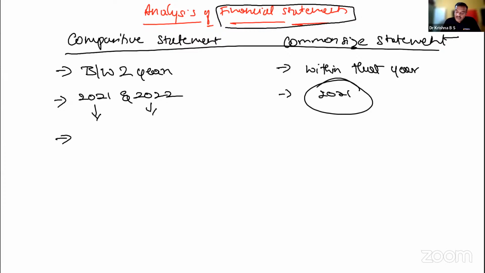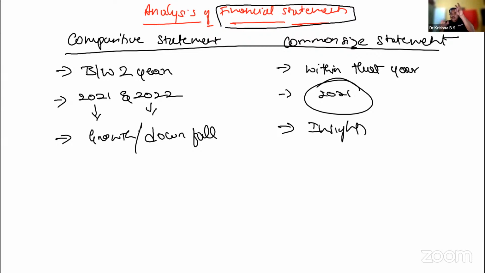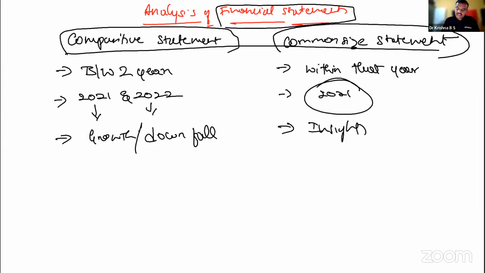But in common size statement, here we will get the information on the insights of that particular year. When compared to sales, what is salary? When compared to sales, what is my depreciation? When compared to sales, what are my other expenses? When compared to total liabilities, what is my current liability? What is my long-term liability? When compared to my total assets, what is my fixed asset? What are my current assets? So this is the insight that we are going to get. Now in the examination, either a comparative balance sheet will be asked or a common size balance sheet will be asked. So this is about the comparative and common size statement.